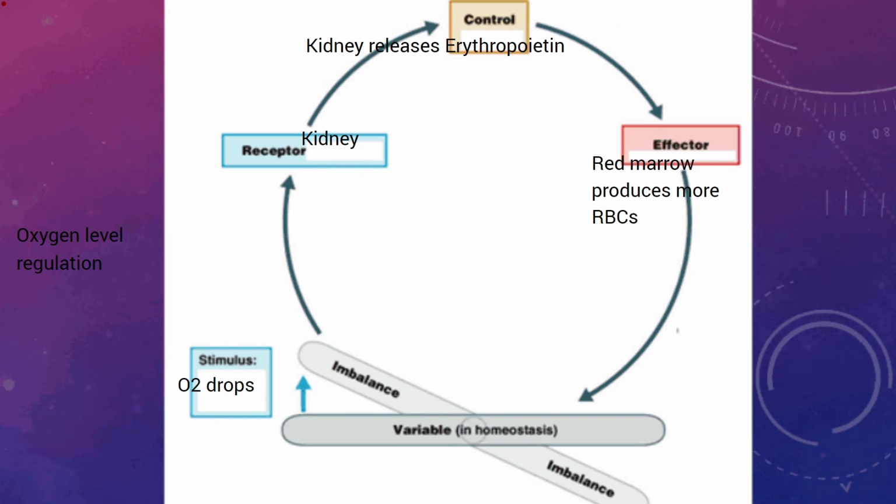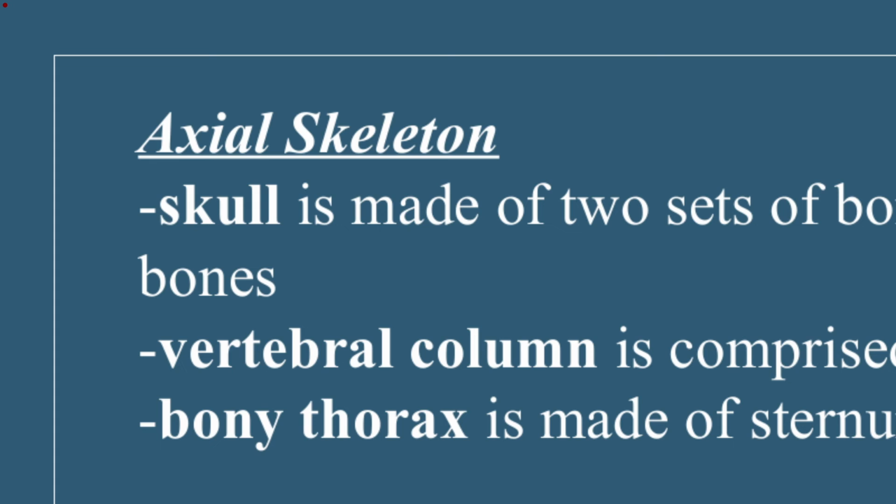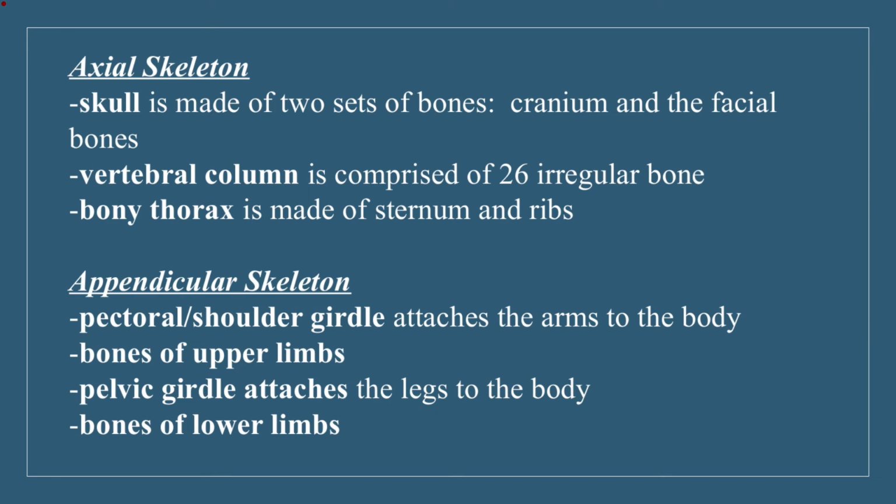Now, let's go back to my other set of slides. Okay, we already talked about the axial and appendicular skeleton, but let's put some detail to that. So we have the skull and the vertebral column and the bony thorax making up the axial skeleton. The skull has two sets of bones, the cranium or the cranial bones and the facial bones. I did mention that, but I didn't use the phrase two sets of bones. Okay. The vertebral column is made of 26 irregular bones. So we already said the vertebrae were irregular bones.